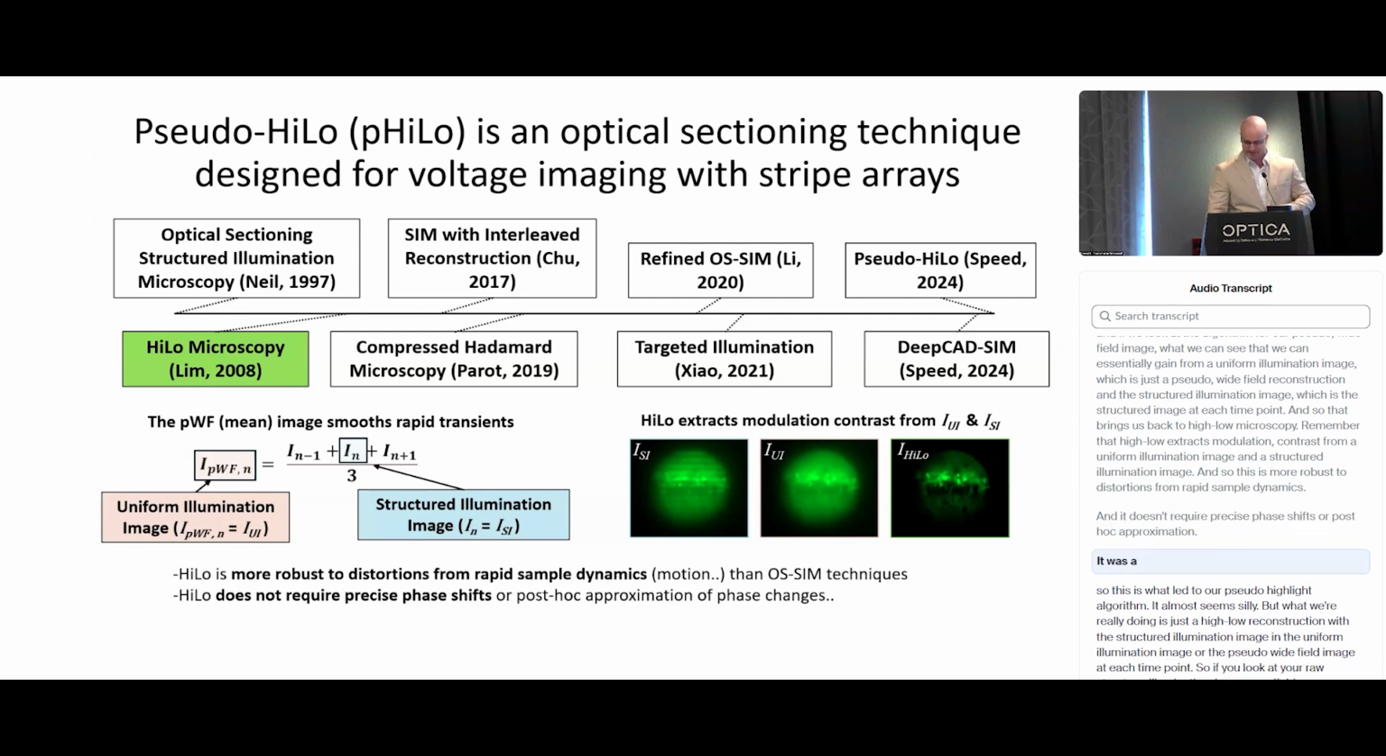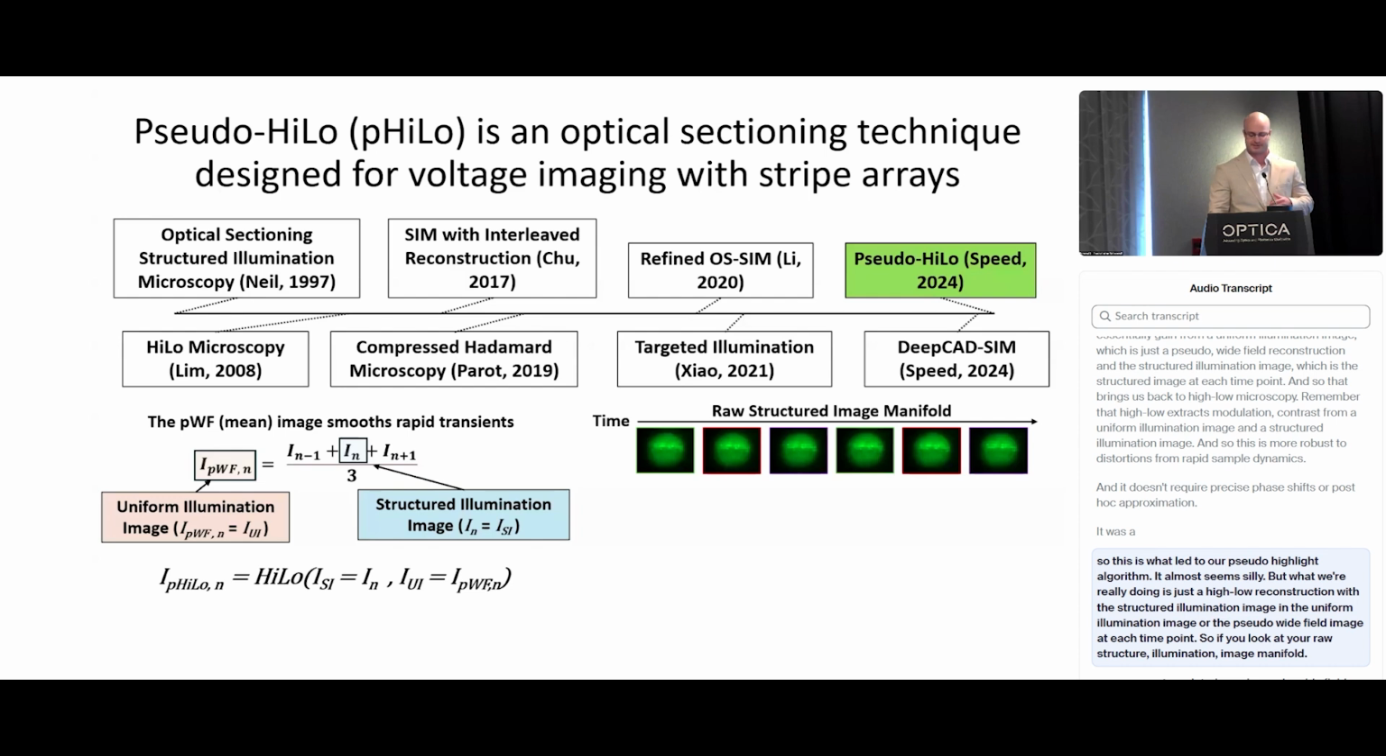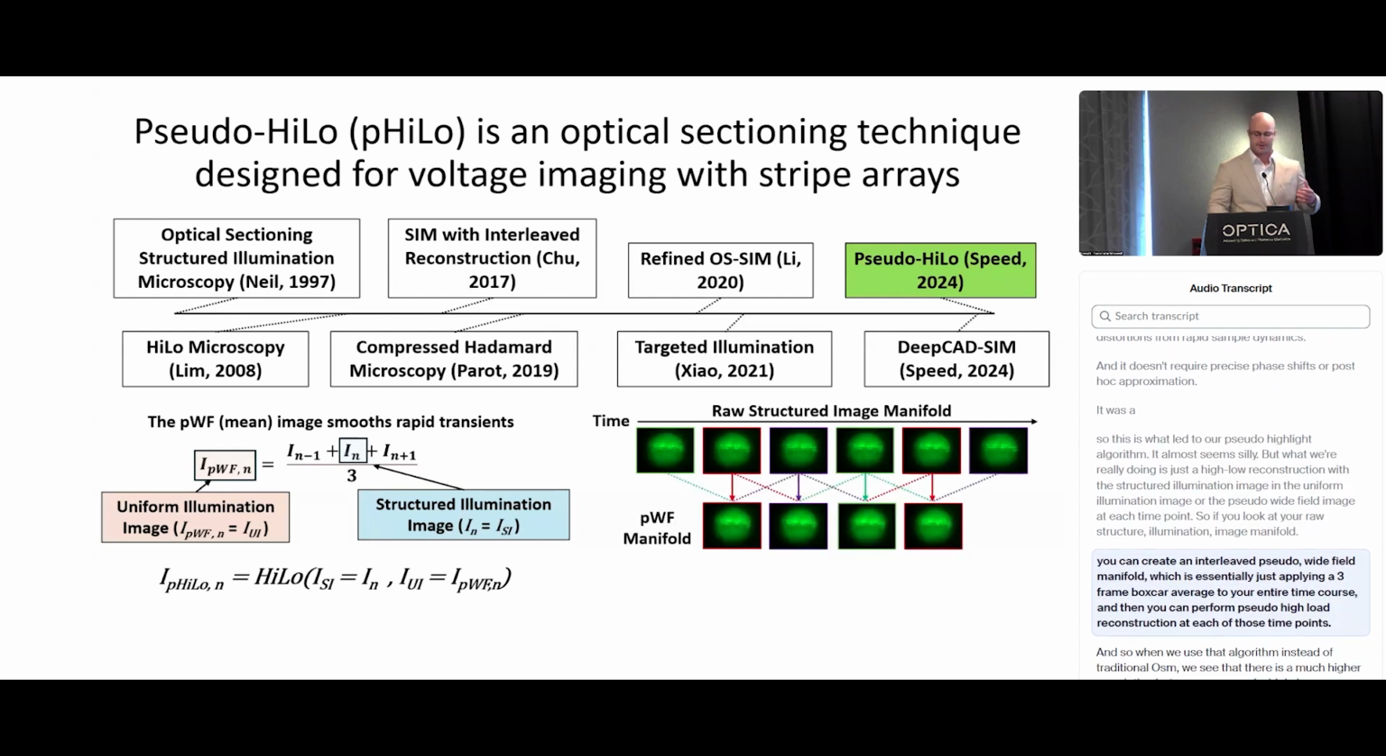So this is what led to our pseudo-HiLo algorithm. It almost seems silly, but what we're really doing is just a HiLo reconstruction with the structured illumination image and the uniform illumination image, or the pseudo-wide field image, at each time point. So if you look at your raw structured illumination image manifold, you can create an interleaved pseudo-wide field manifold, which is essentially just applying a 3-frame boxcar average to your entire time course. And then you can perform pseudo-HiLo reconstruction at each of those time points.